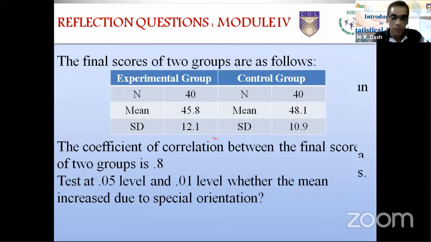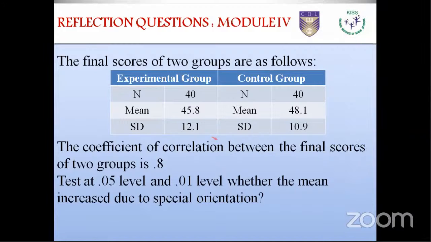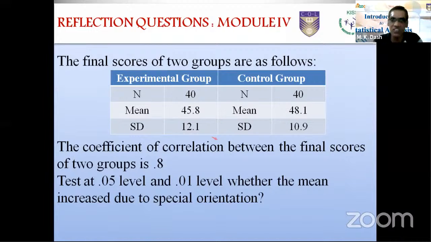Now look into it. In the question itself it is given: coefficient of correlation is 0.8. Test the level of significance at 0.05 level, whether the mean has increased due to spatial orientation. Whether the mean has increased, is it a one-tail test or two-tail test? One-tailed, exactly. Right-tailed. One-tail and right-tail.